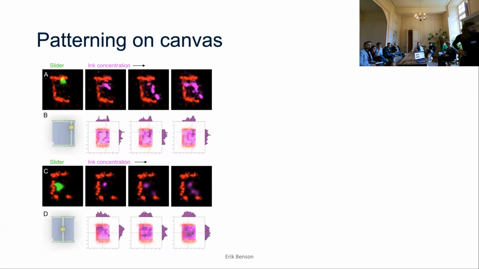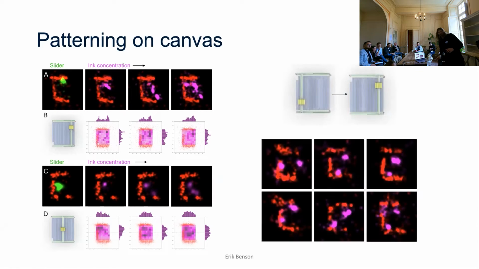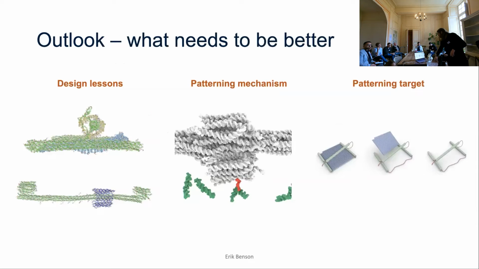It seems like when we put in more, we get more patterning, but we also get more off-target effects. So we can do patterning, and we can also move the slider. We can do patterning in one position, move it to another position, and then do patterning again. We can see that we printed these very, very simple patterns on top of the canvas. But that's how far we got.